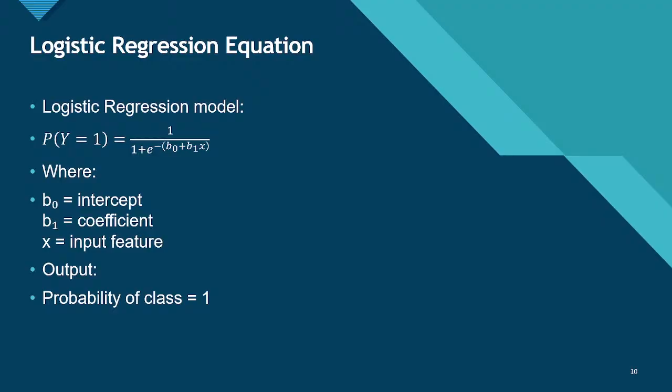For example, if P(y=1) equals 0.85, it means there is an 85% chance the input belongs to class 1. Based on the chosen threshold, usually 0.5, the model will classify the instance as class 1 if the probability is greater than the threshold, and otherwise as class 0.